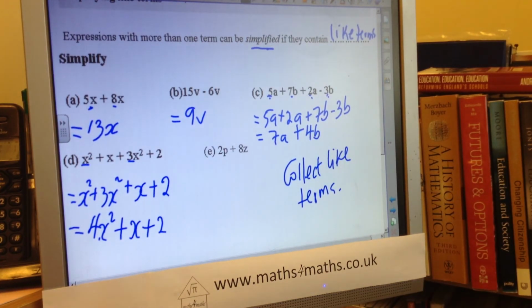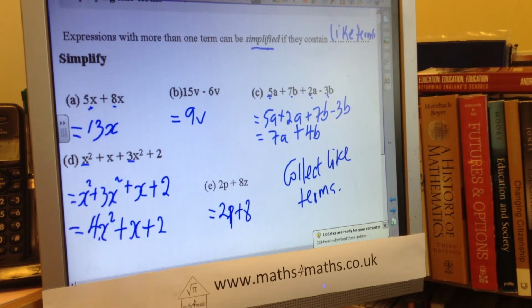Finally, for this one, we have 2p add 8z. Because they are unlike terms, we are done. They stay the same. You cannot simplify them. So our answer stays as 2p add 8z.